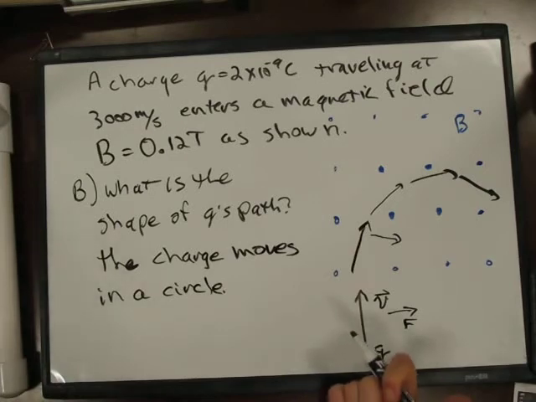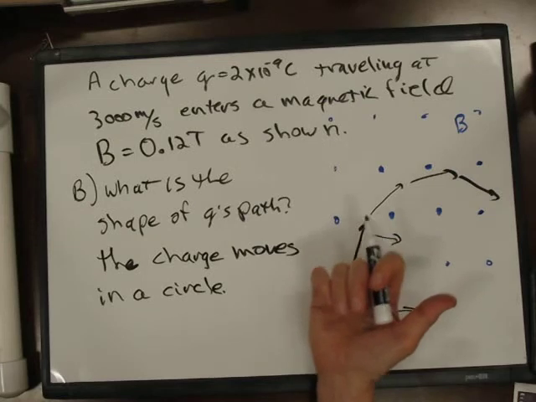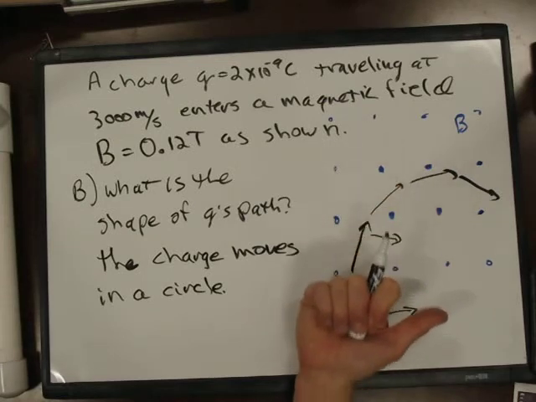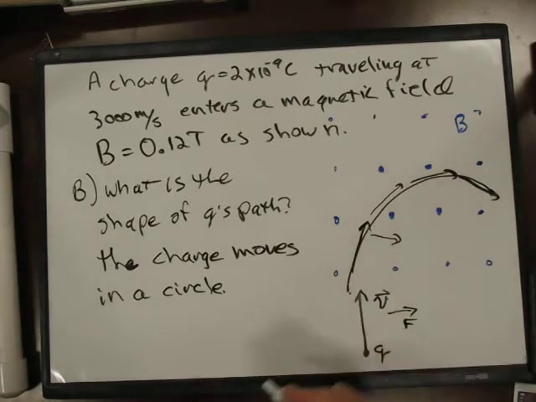The charge moves in a circle because the force is perpendicular to the direction of motion, and that's a centripetal force. It doesn't speed it up or slow it down. All it does is change its direction, and so you would see it do something like that.